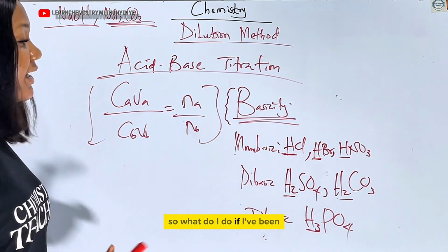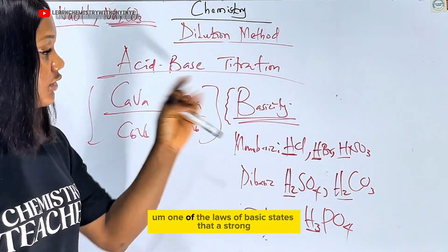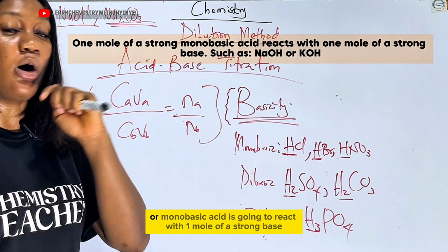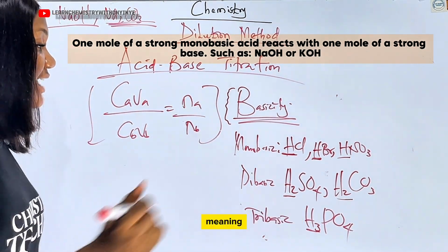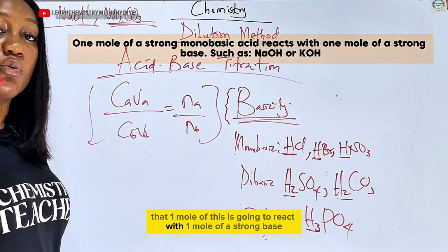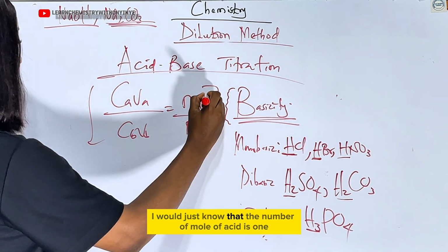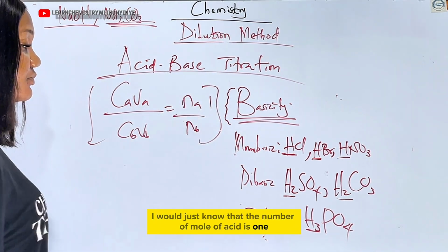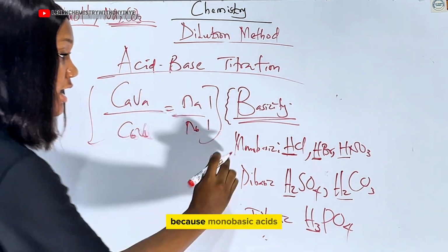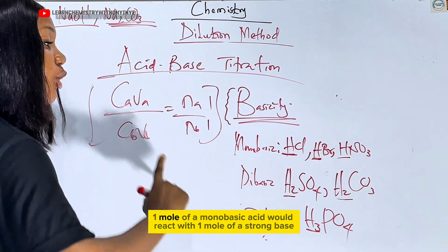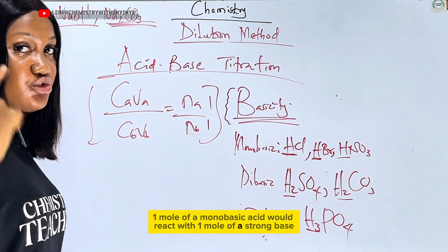So what do I do? If I've been given a monobasic acid reacting with a strong base, one of the laws of basicity states that a monobasic acid is going to react with 1 mole of a strong base, meaning that 1 mole of this is going to react with 1 mole of a strong base. So for my NA, I don't need to balance any equation. I will just know that the number of moles of acid is 1 and the number of moles of base is 1, because 1 mole of a monobasic acid would react with 1 mole of a strong base.